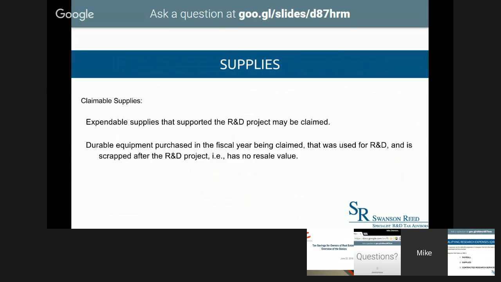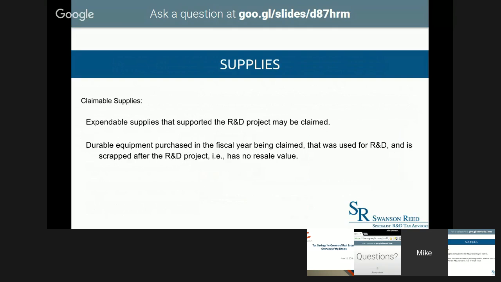Okay, second major category is supplies. Expendable supplies are items that are totally consumed in an R&D project. Those are the easiest ones to claim because they are used up. They are not there when they get finished with the process. Durable equipment can be counted, but it has to be durable equipment that has no resale value and is typically scrapped after the R&D project.